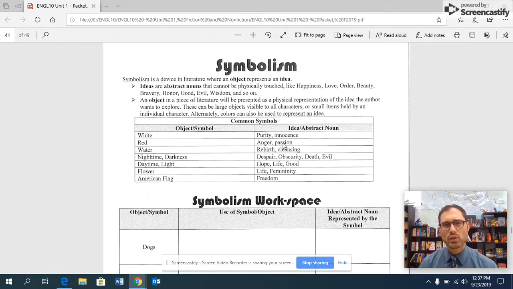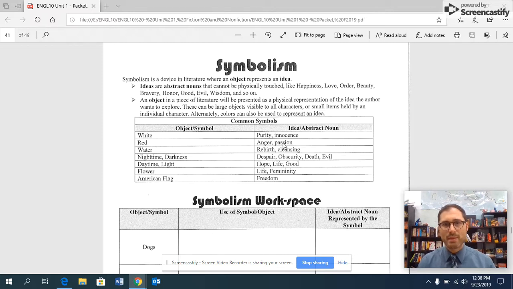So we want to pay attention to symbols, and the way we do that is we start to notice what is repeated time after time after time in a story. Does a character keep picking up a picture? Is there a certain color that shows up? Is there a certain object that the character holds on to? Is there a thing that is mentioned again and again? So if we look at repetitions, we can find out what is repeated. And somewhere in that repetition might be a symbol where something stands for something else.